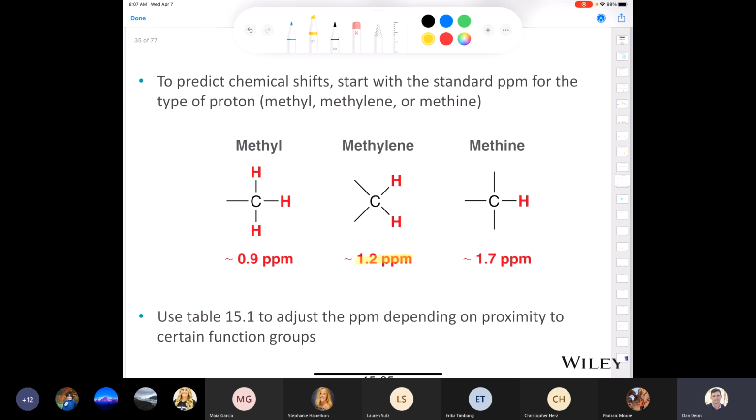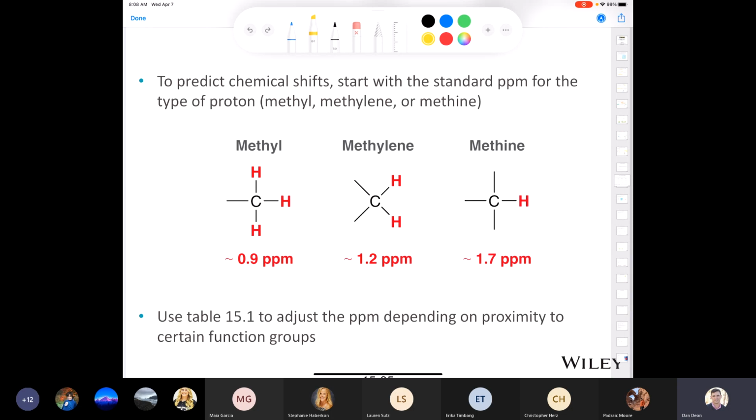A methylene is going to be a little more deshielded. Those two protons will have a chemical shift of 1.2 parts per million. And when we get to a methyne, we have a chemical shift for this proton that is 1.7 parts per million. And if you're wondering why, if there's no electron withdrawing groups attached here, a methyne and a methylene would be more deshielded, well, you remember that carbon is more electronegative than hydrogen. So the more carbons that you place on the alpha carbon, the more electron withdrawing groups we have, so to speak. All right, there we go. So those are a baseline.